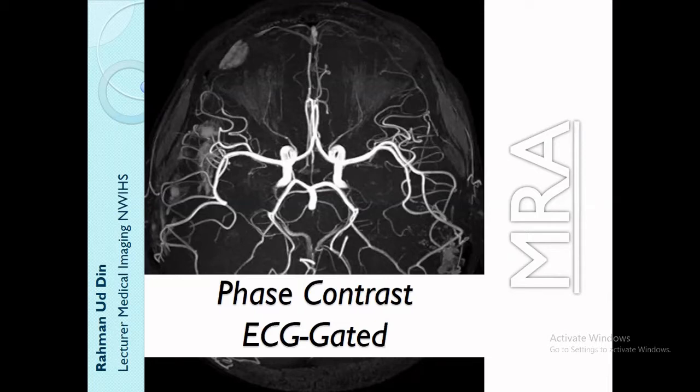Today, we will be continuing with the MRA, the rest of the MRA techniques, magnetic resonance angiography techniques. So, basically, we'll be studying two things today. One is called the phase contrast MRA, and the other is called ECG-Gated MRA.